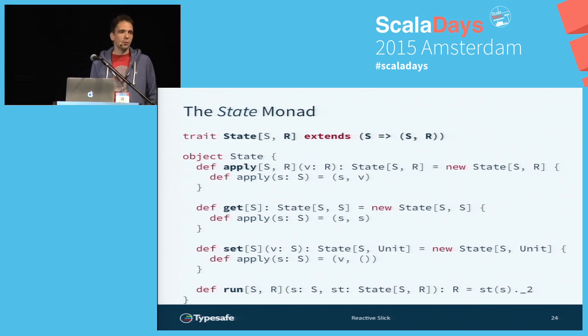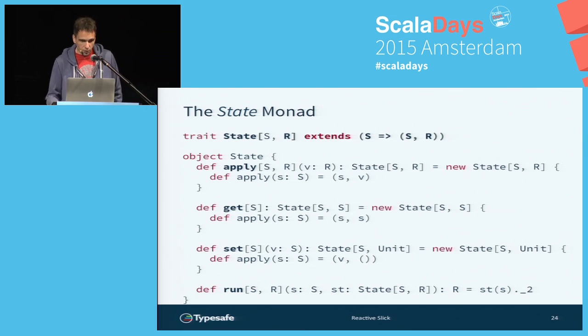So the next part we need for the monad is a way to lift a value into the monad. That's the apply method. We have that here. So apply is a state of S and R, and we take the existing state, we just pass it through, we don't change anything, and the value we return is this V that we pass in.